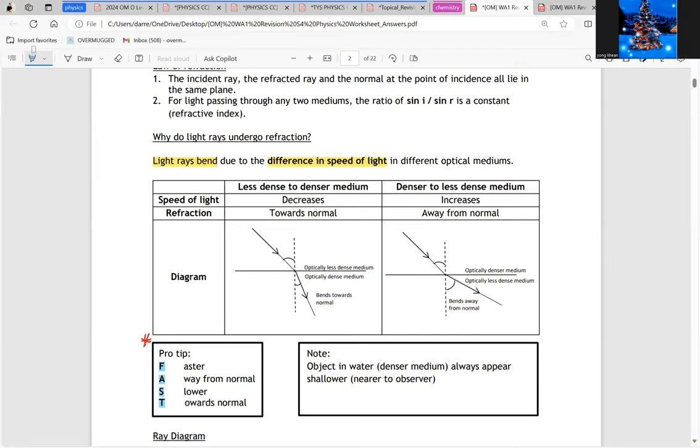All right, later on, we will then talk about the different definitions and the different formulas related to it. All right, so let's move on.